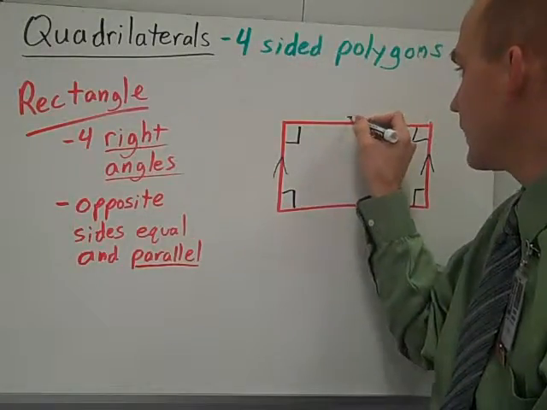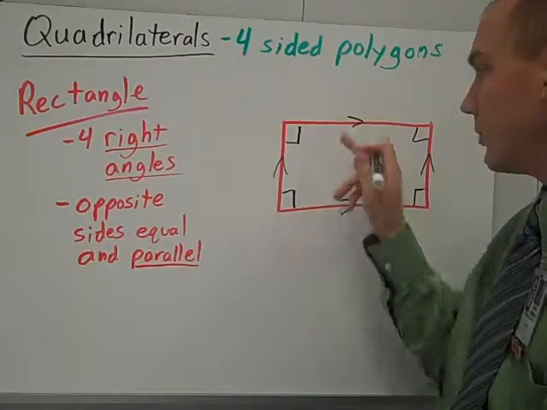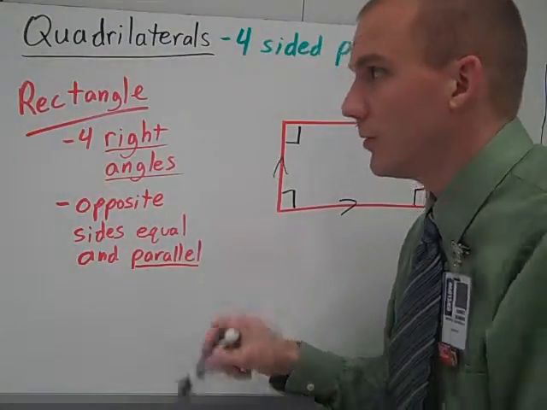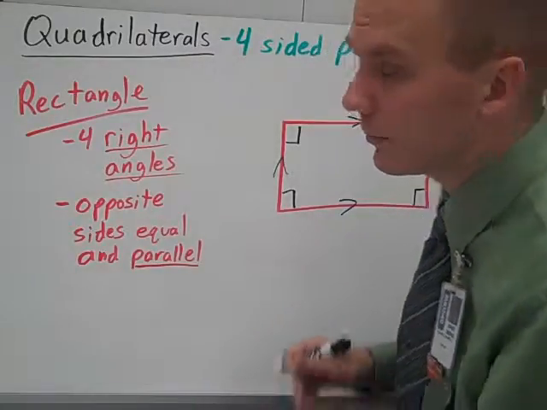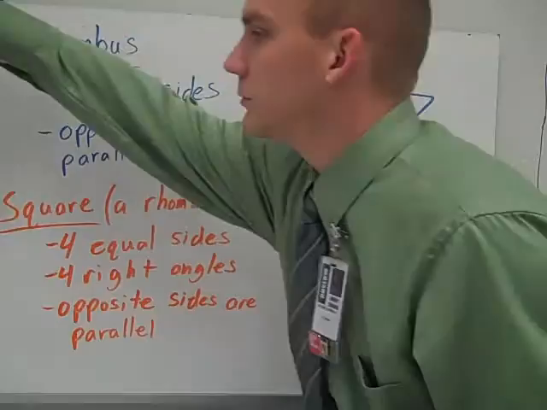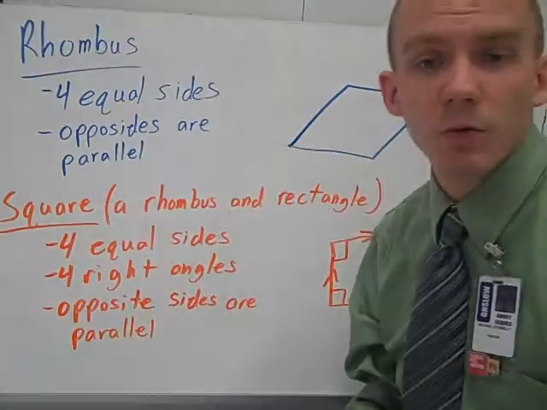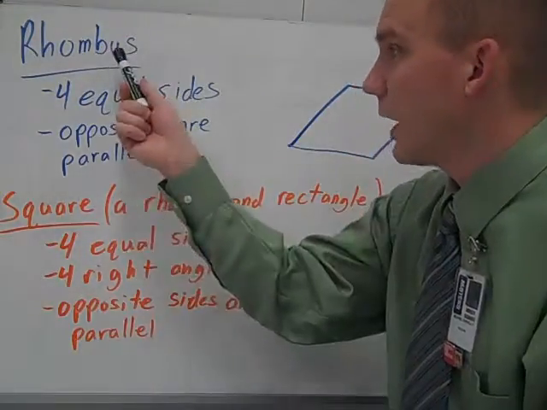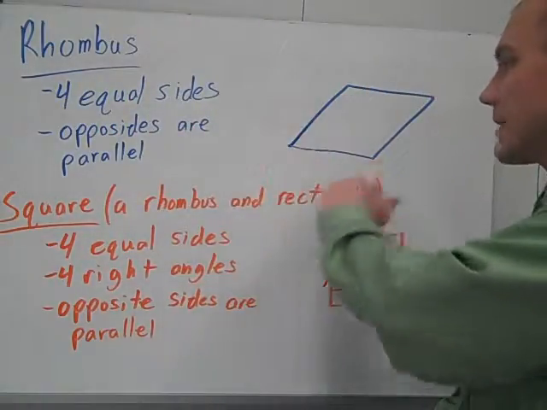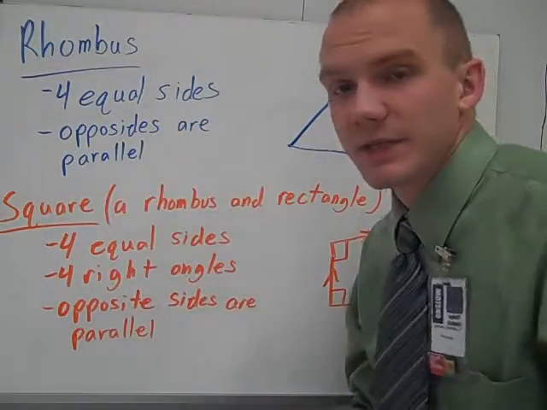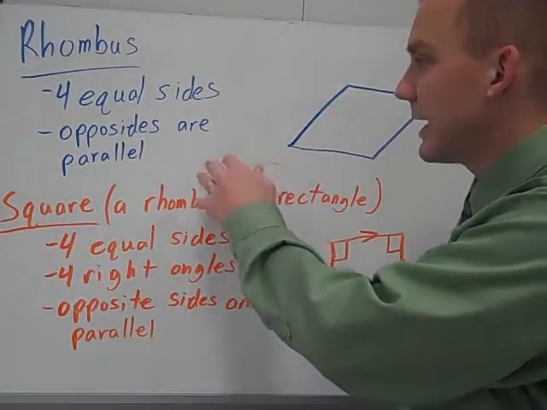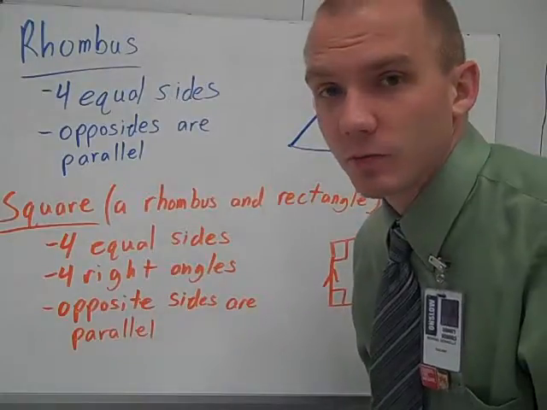And that goes same for the top and the bottom. They're equal and parallel. 4 right angles, opposite sides equal and parallel, rectangle. Let's look at some more quadrilaterals. You have a rhombus. It has 4 equal sides, so all the sides are equal and the opposite sides are parallel. The thing here to a rhombus is that it doesn't have to have right angles.